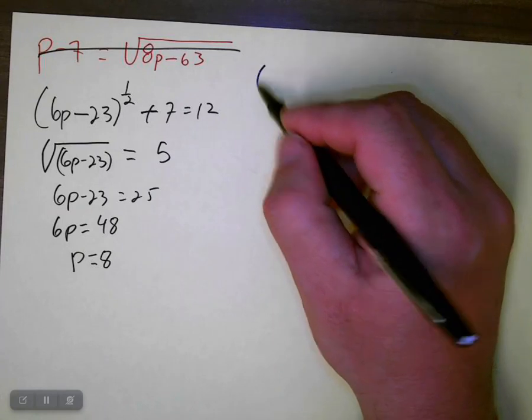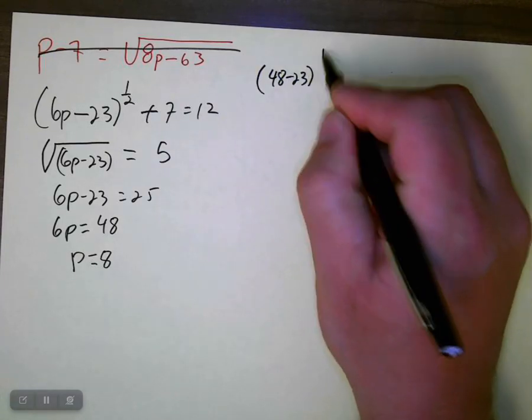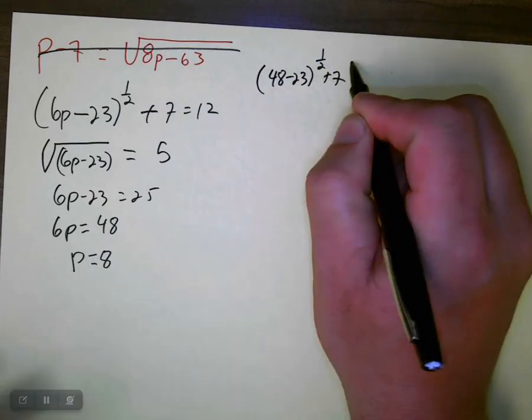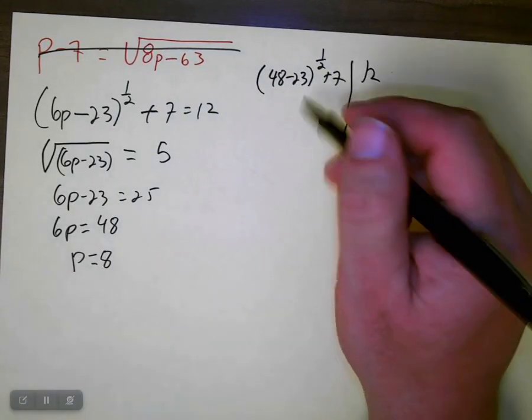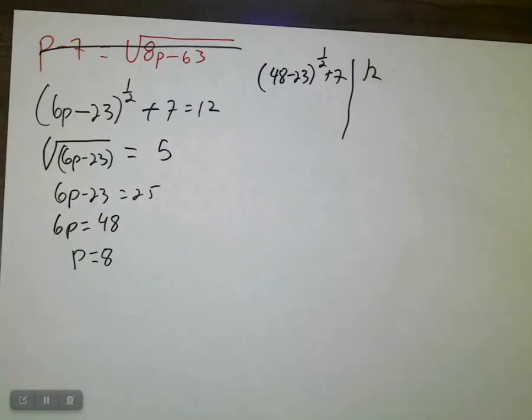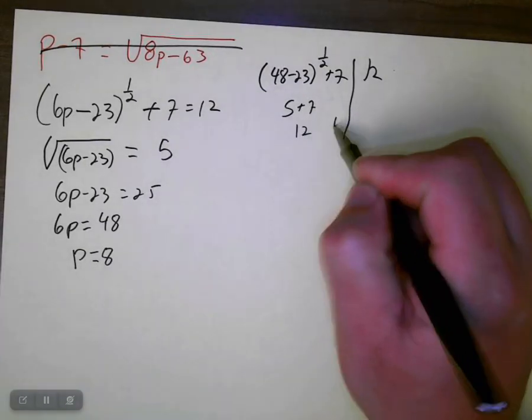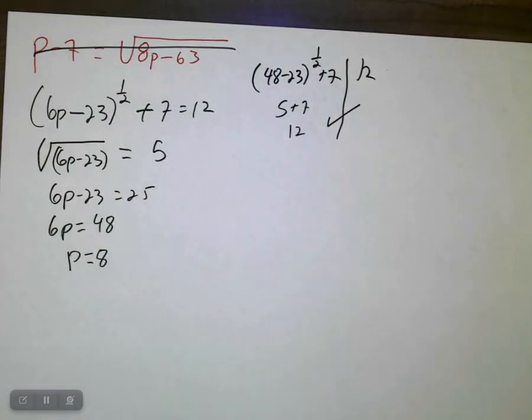Okay, so 6 times 8 is 48. 48 minus 23 to the 1 half plus 7, is that 12? So 48 minus 23 is 25. Square root of that is 5. 5 plus 7 is 12. 12 equals 12. We're good. All right. Let's look at a more insane one.